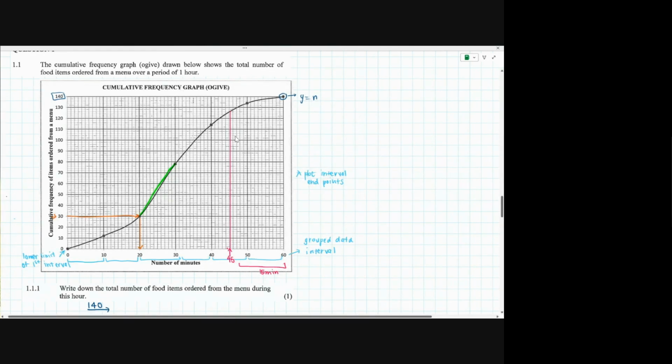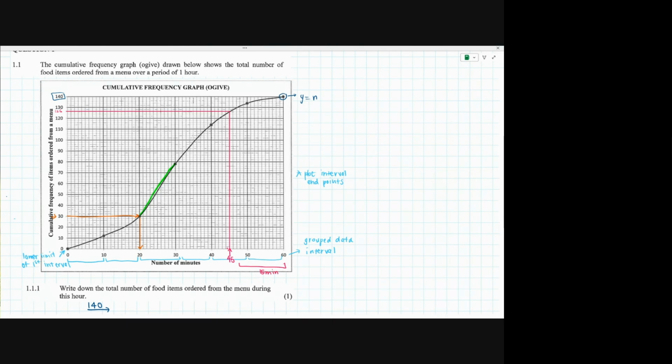Cool. Okay, there we go. And once we hit our graph, we read across. Right, anyways. 21, 22, 23, 26, because it's going up in twos. 2, 4, 6. Okay, so that's 126.